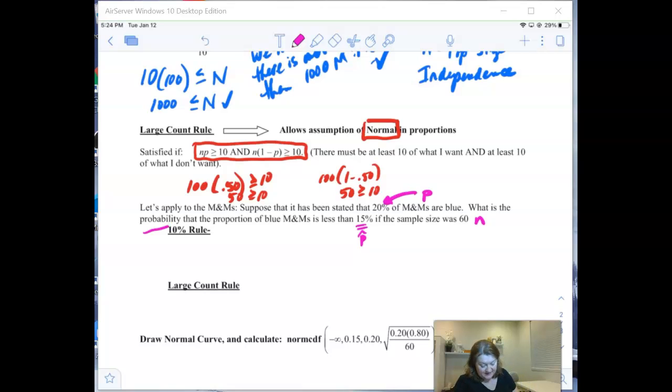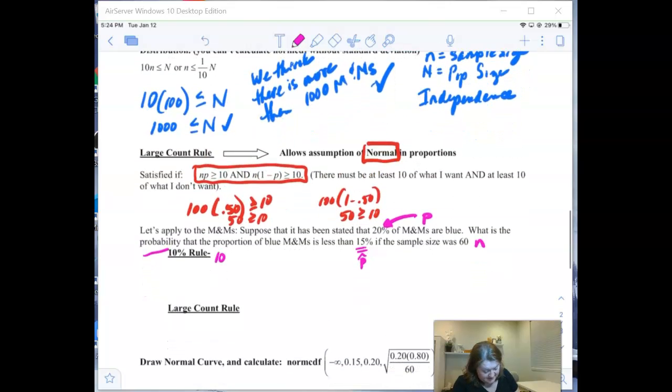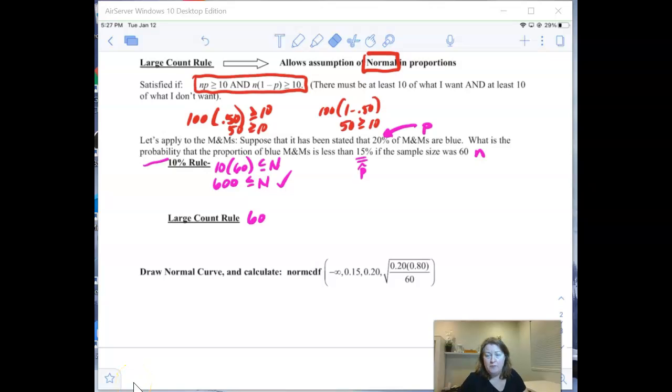Okay, so I gotta check the 10% rule. The 10% rule is 10 times n. So 10 times 60, is that less than the universe of M&Ms? I believe so. 600 is less than all M&Ms. We should be okay. For the large count rule, that one is going to be the n times p, so n is 60 and p is the 20%. So we multiply by 20%. That should be greater than or equal to 10. So 20% of 60 is 12, so we're okay on this side.